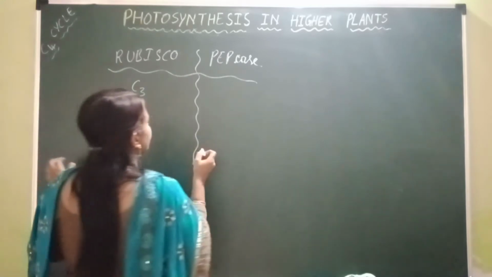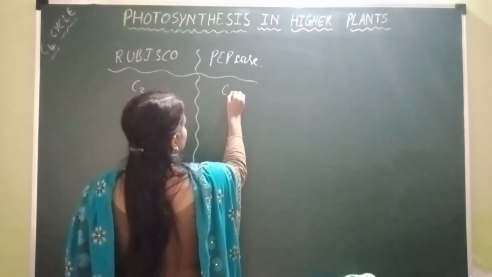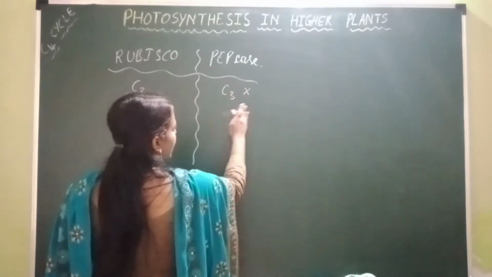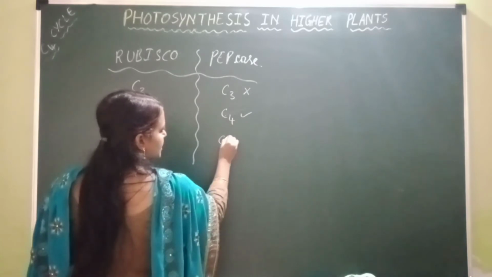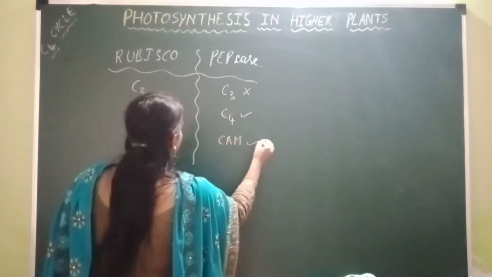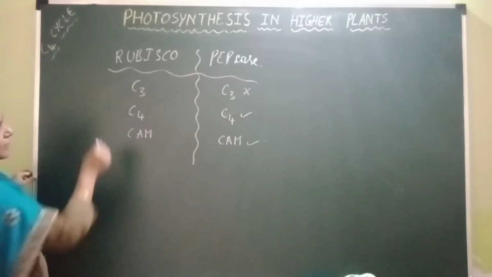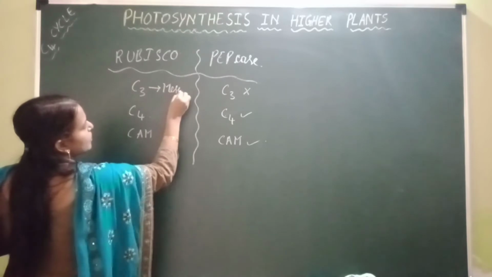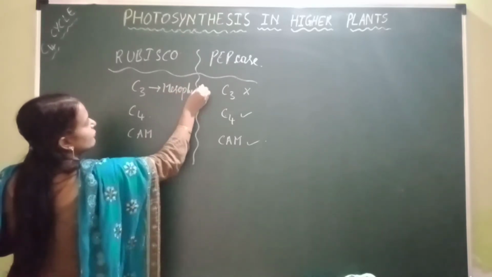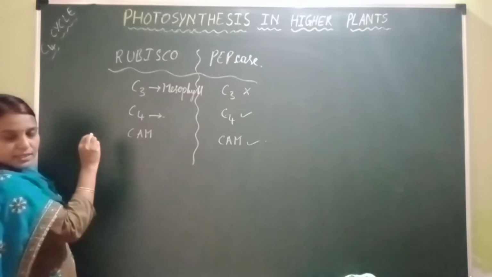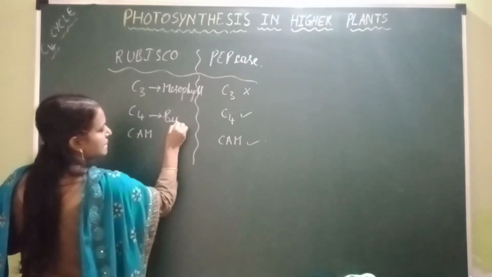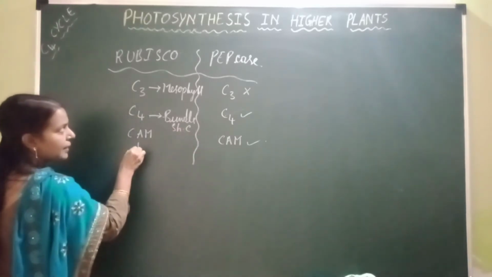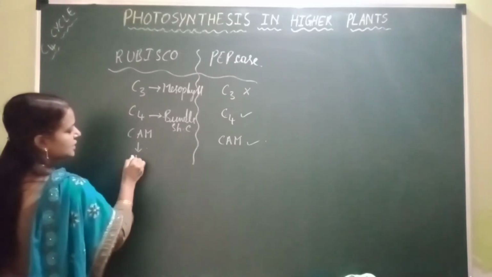also. Whereas PEP carboxylase is absent in C3 plants. In C4 plants and CAM plants, PEP carboxylase is present. In C3 plants, Rubisco is present in the mesophyll cell. In C4 plants, Rubisco is present in the bundle sheath cell. And in CAM plants also, Rubisco is present in the mesophyll cell.